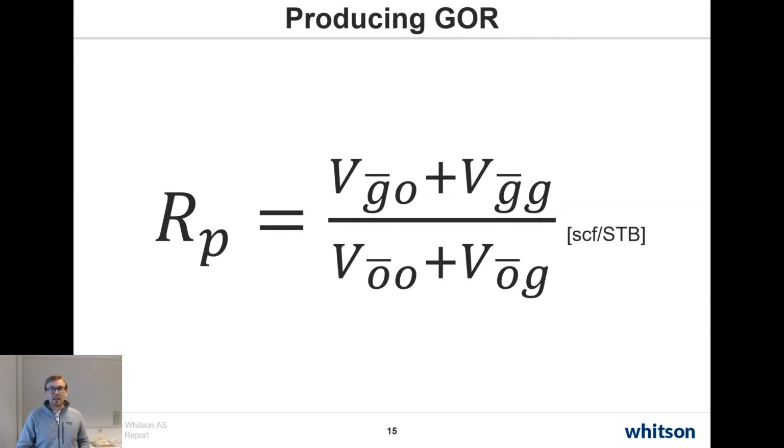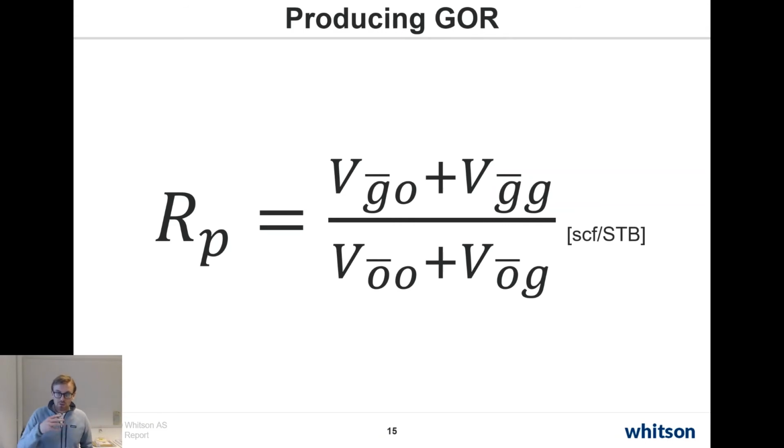What you'll see is that when we talk about a producing GOR, the producing GOR is also changing through time, unless you're above the saturation pressure that we just talked about. If you're in the undersaturated region, the producing GOR will not change.